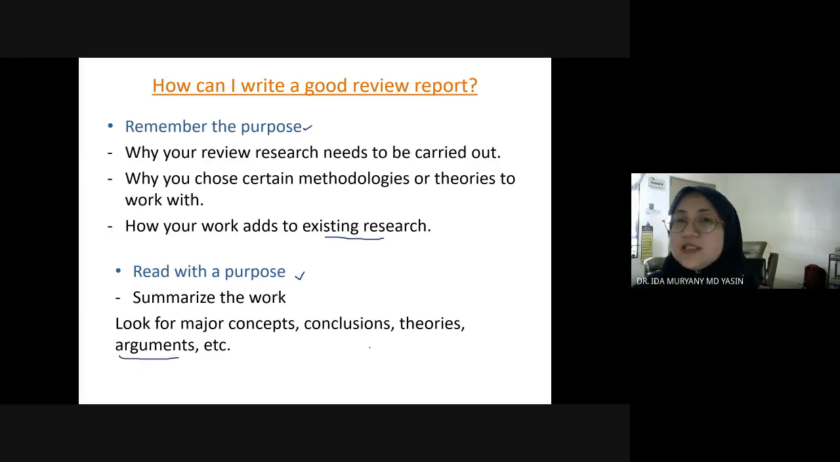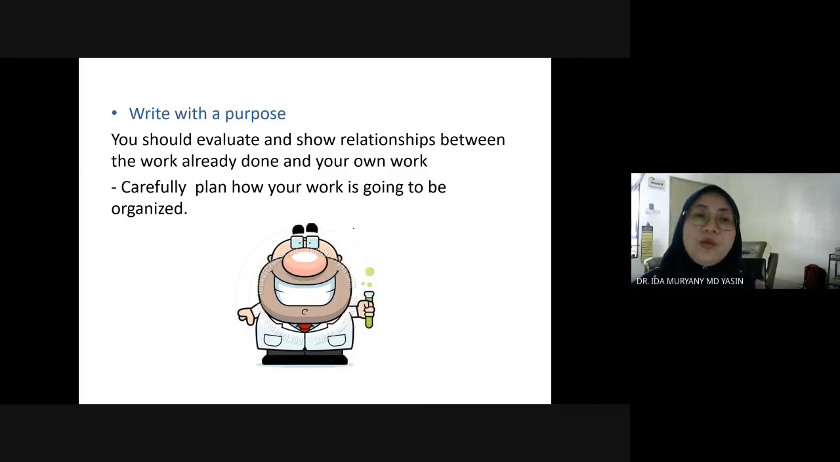Okay, what are the arguments between research A and research B? That is important. Okay, write with a purpose. This is the most important one. When you want to write, you must have a purpose. Your purpose is based on your topic. Okay, you should evaluate and show relationships between the work already done and your own work. Okay, carefully plan how your work is going to be organised.